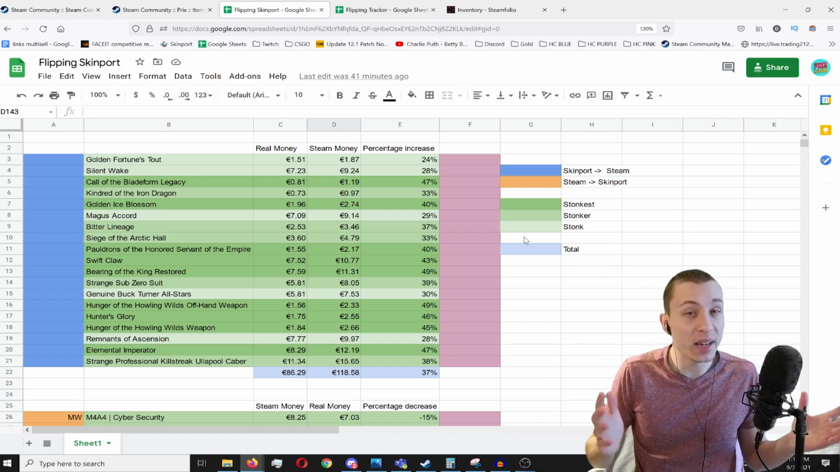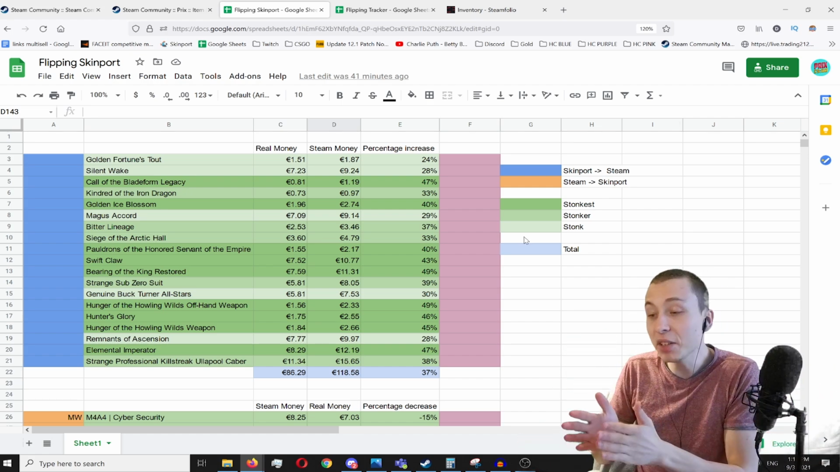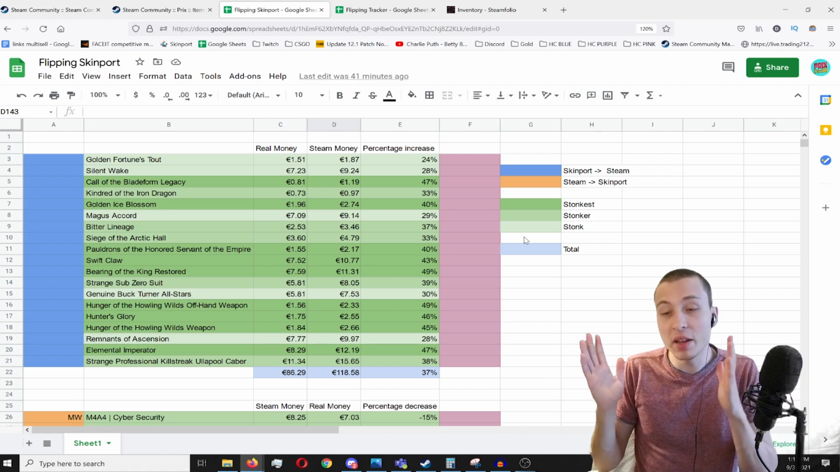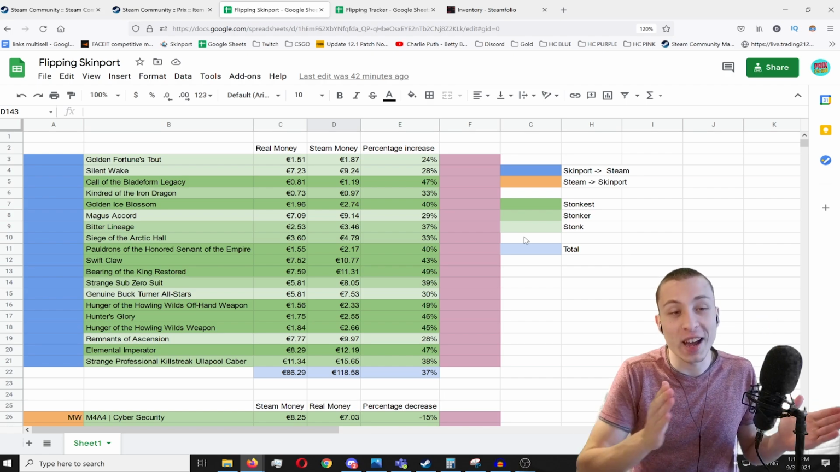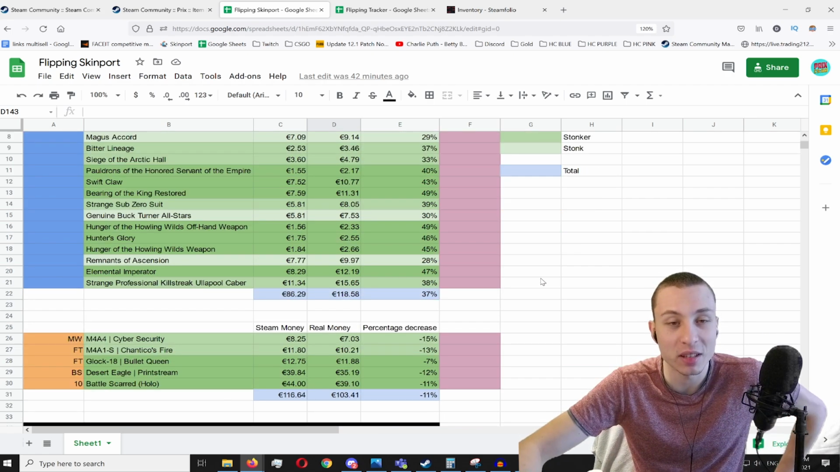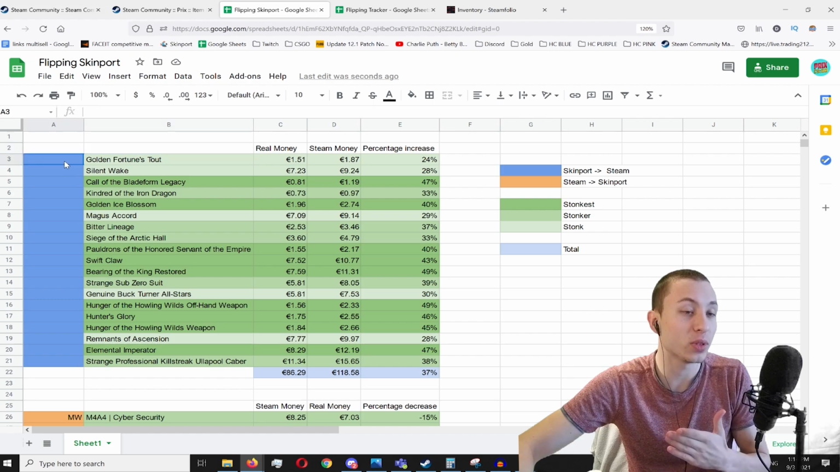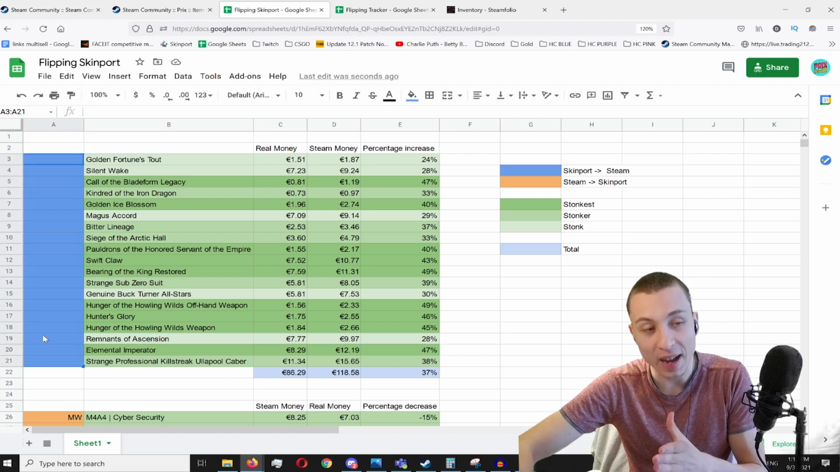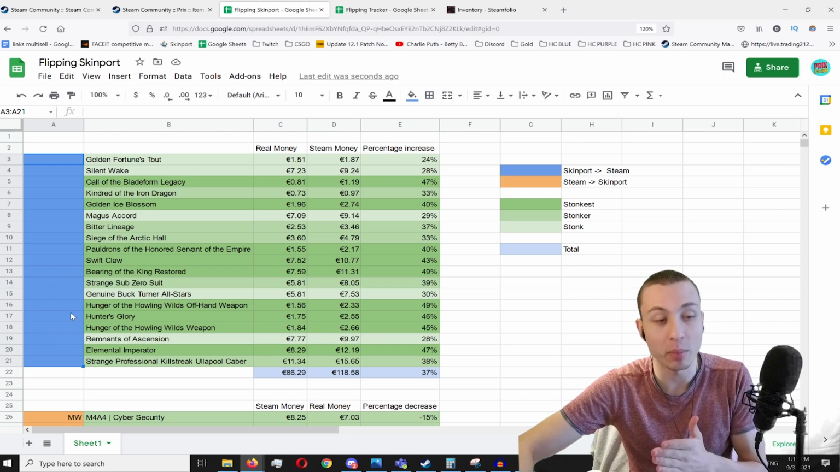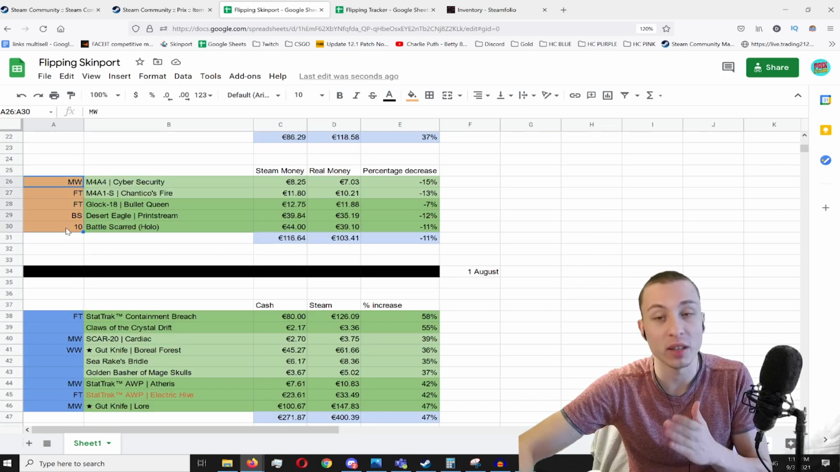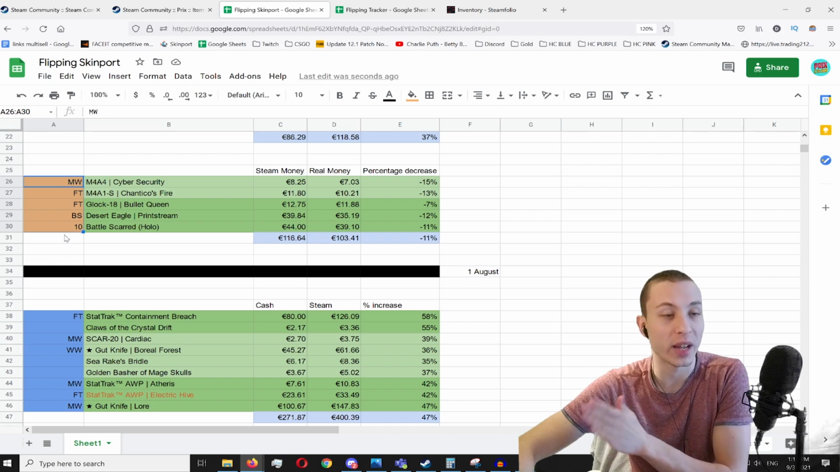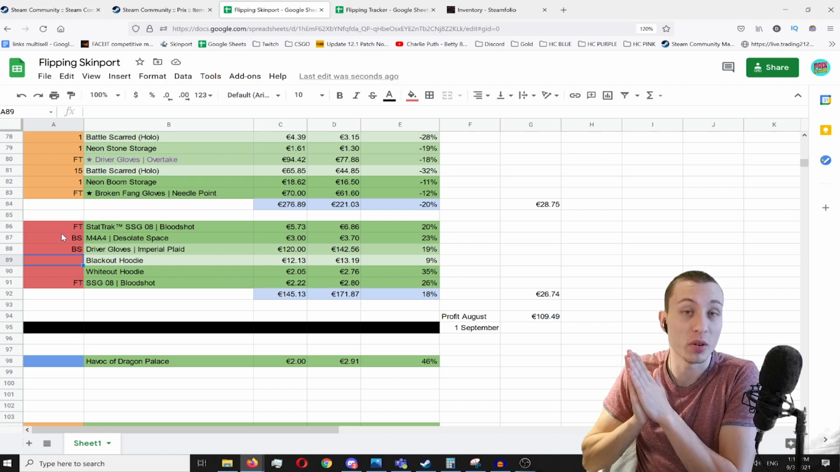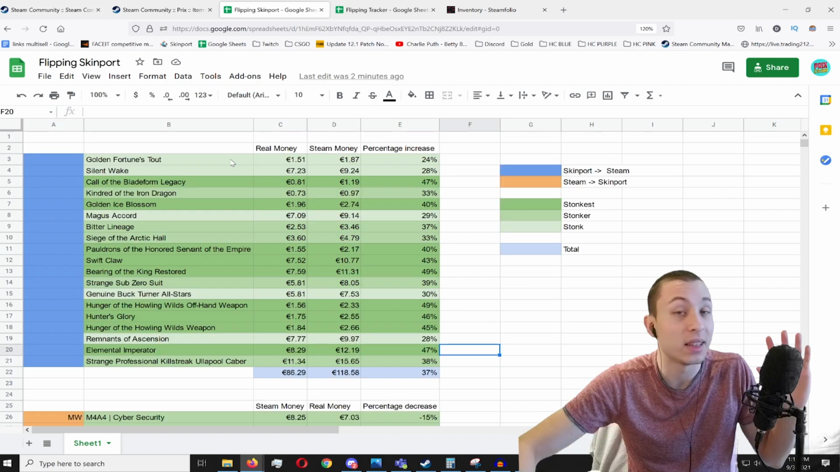Here I track all the items I buy on Steam to sell for cash, all the items I buy for cash to sell on Steam, or all the items I buy for cash and then sell them for cash. It's basically 3 methods in one. And you can see here that I sort these items based on colors. The blue one means I bought the item for cash, sold it on Steam for Steam money. The orange color means I bought it on Steam and then sold it for cash on Skinport. The third color is going to be the red one, and that means I bought it for cash, sold it for cash. And that's pretty much it.